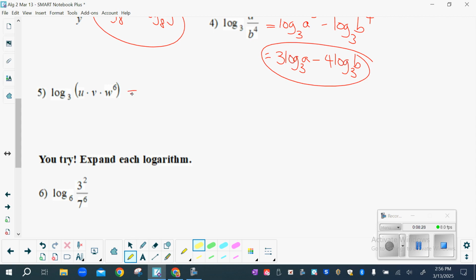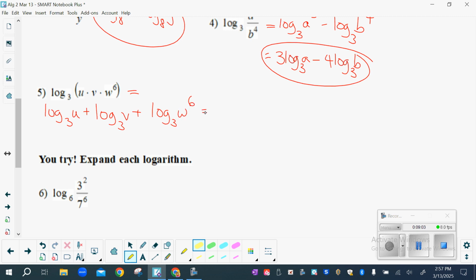So we're going to make it a log base 3 of u plus what would come next? Log base 3 of v plus, because it's all multiplication. Yep. Log base 3 of w to the 6th.